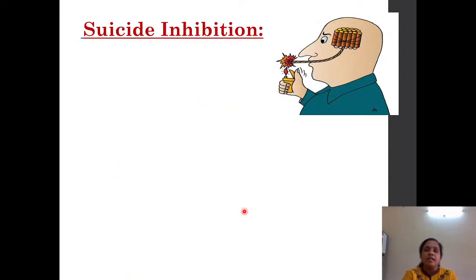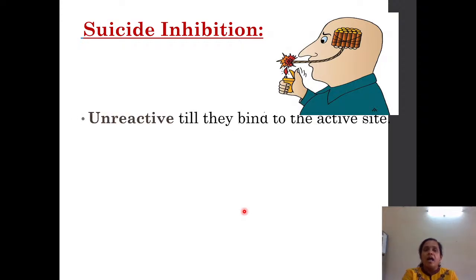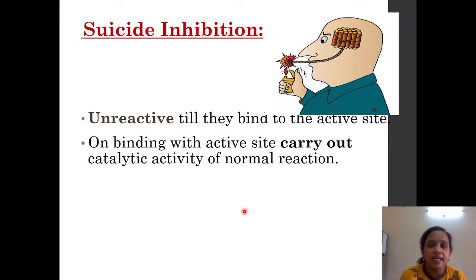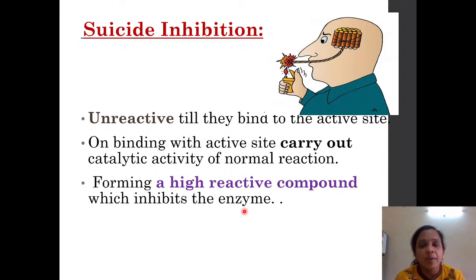Now comes an inhibition called suicide inhibition. What do you mean by suicide? Suicide means self-destruction, destroying one's own self. Why is it destroying itself? You have given an inhibitor or some substance that is normally very unreactive. But once it enters the biological system, it becomes much more active and destroys the reaction. That is why you call it suicidal inhibition. On binding with the active site, it carries out catalytic changes of the normal reaction, forming a highly reactive compound which inhibits the enzyme.